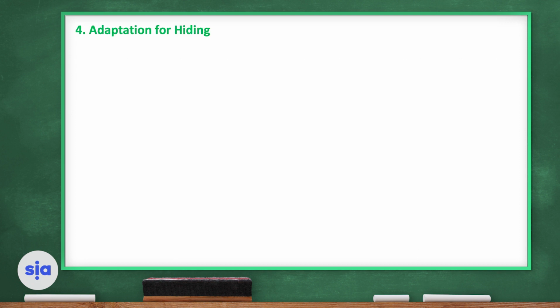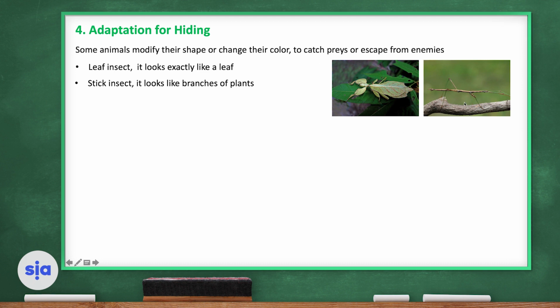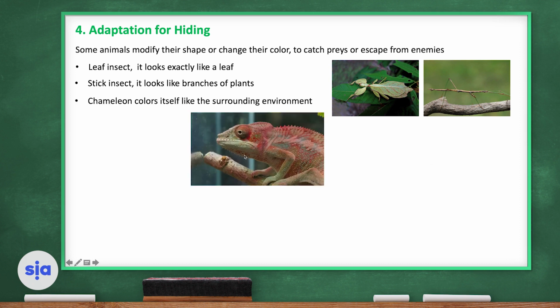Now we will see some forms of adaptation for hiding. Some animals can modify their shape or change their color to catch prey or escape from enemies. Look at this picture. This is leaf insect. It looks exactly like a leaf. And this is a stick insect. It looks like branches of plants. What about this? This is a chameleon. The chameleon can color itself like the surrounding environment.